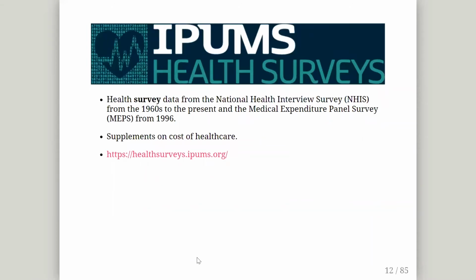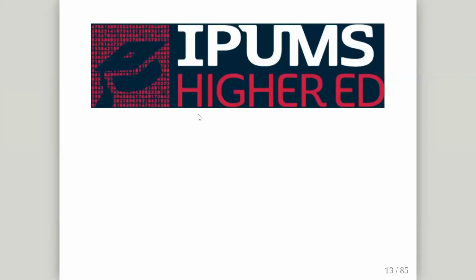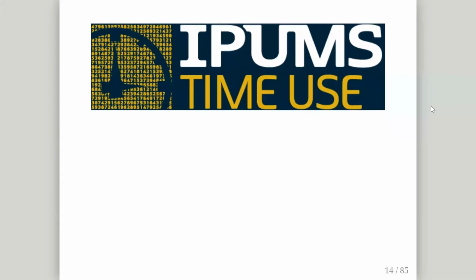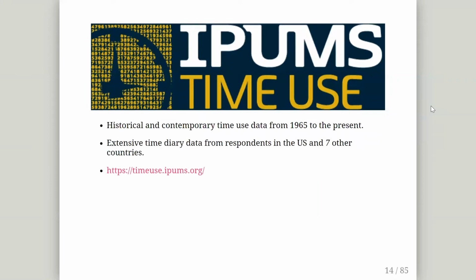IPUMS Health Surveys focuses on the US again, and also has supplemental data on the cost of healthcare in more recent years, as well as these two major domestic surveys. IPUMS Higher Ed tracks STEM outcomes and students. And IPUMS Time Use has some really interesting data, extensive time diaries from individuals in the US and 700 countries. There are some really cool visualizations I've seen online that people do with how people use their time.